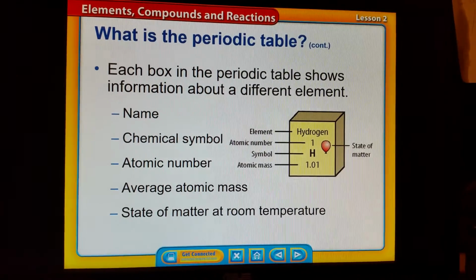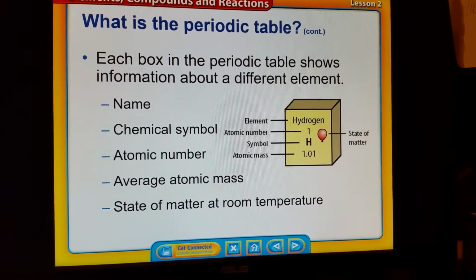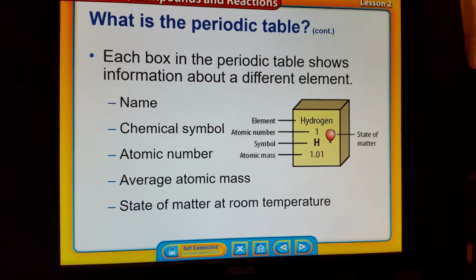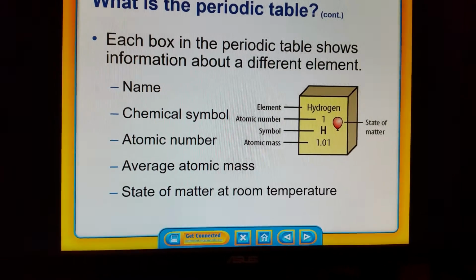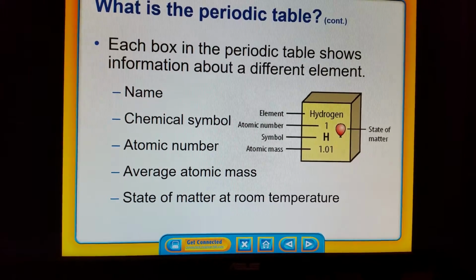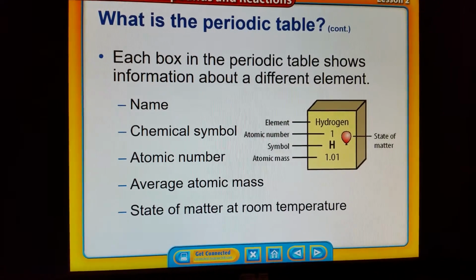Yesterday we left off when we began talking about the periodic table. And as we can see here, this is an element which is hydrogen. It gives the chemical symbol, the atomic number, and the average atomic mass. It also lets us know the property, which means it is a gas.